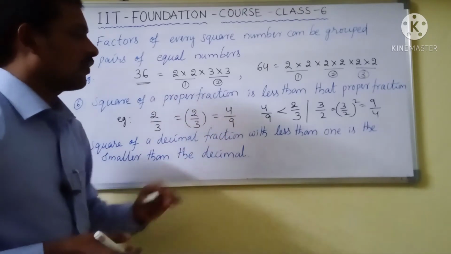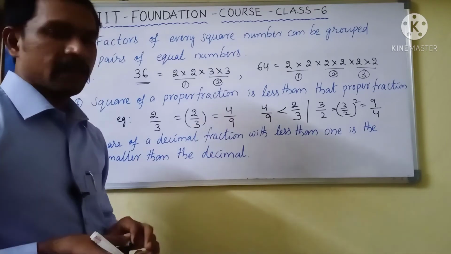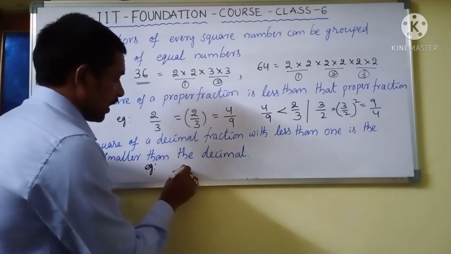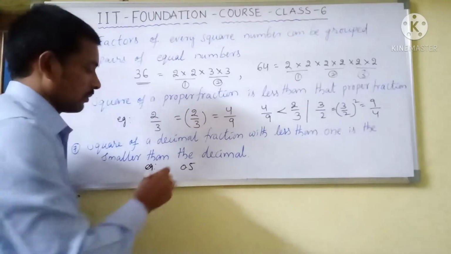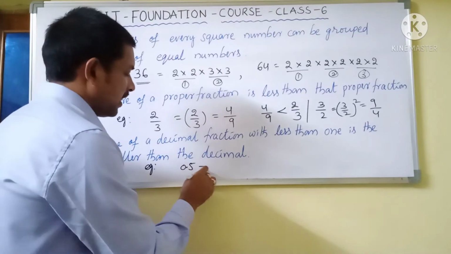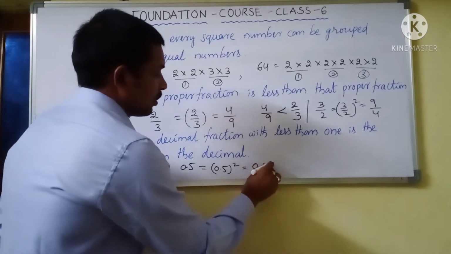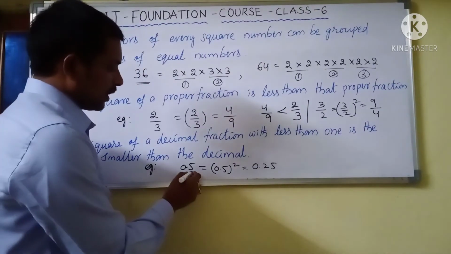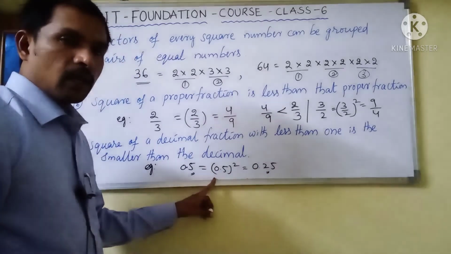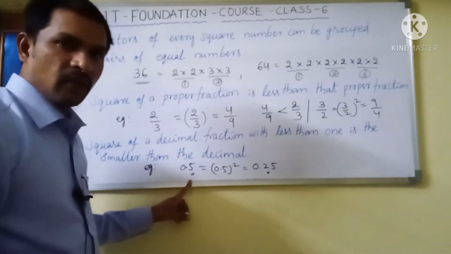The square of a decimal fraction less than 1 is smaller than the decimal. Suppose I take 0.5. This is a decimal fraction which is less than 1. If I find the square value of 0.5, that is going to be 0.25. If you observe the units place, here it is 5, here it is 2. So the square value 0.25 is always less than the given value.